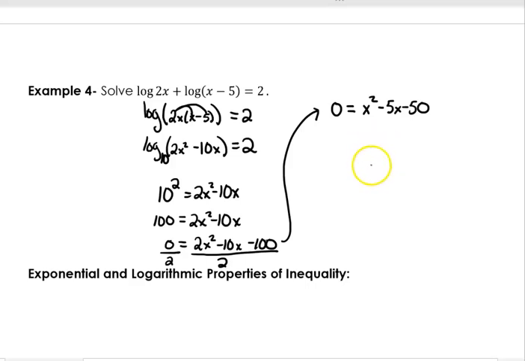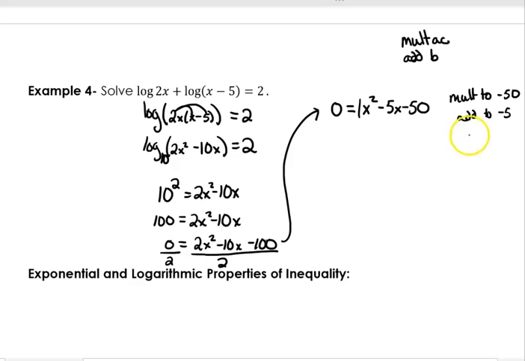Now you have a quadratic equal to 0. Back in chapter 2, we learned 5 ways to solve quadratics, but the two we use most are factoring and the quadratic formula. This is a trinomial, so it's going to factor nicely. Remember the rules for factoring a trinomial: the numbers have to multiply to AC and add to B. A is 1 and C is negative 50, so they multiply to negative 50 and add to negative 5.